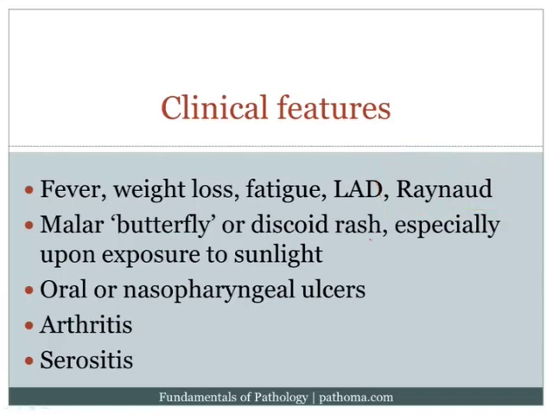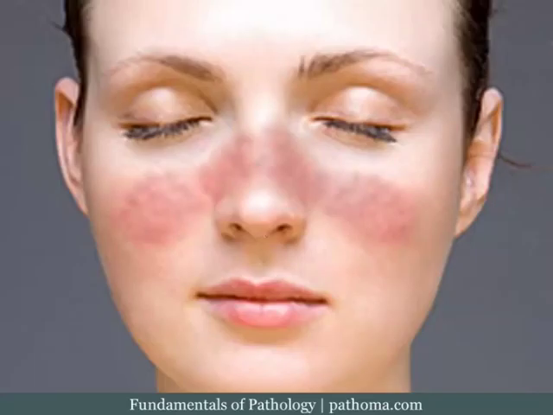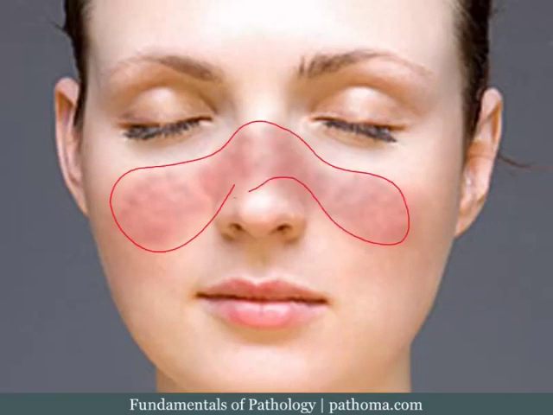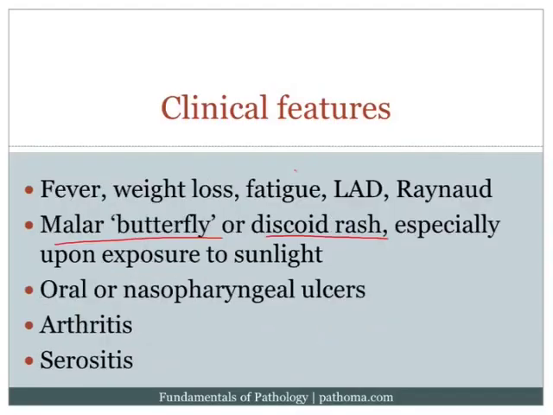What would be a little more specific for lupus is a malar butterfly rash or a discoid rash, especially on exposure to sunlight. The malar butterfly rash is a rash that's seen over the cheekbones, and here is an image of such a malar butterfly rash. It's called a butterfly rash because of this pattern here, and of course this is seen over the cheekbones, and so that's a classic rash that can occur in patients, especially when they are exposed to sunlight. So that's a feature of lupus that you should be aware of.